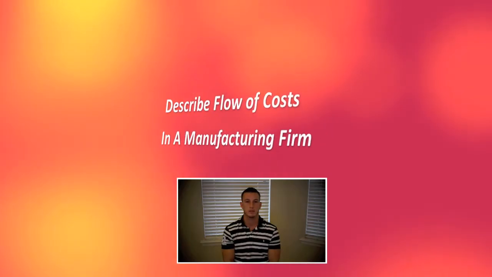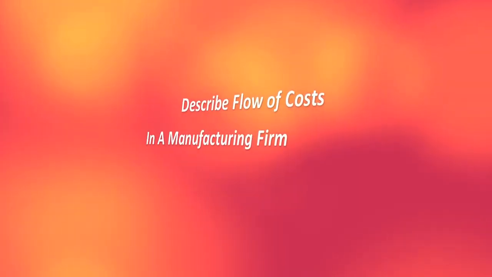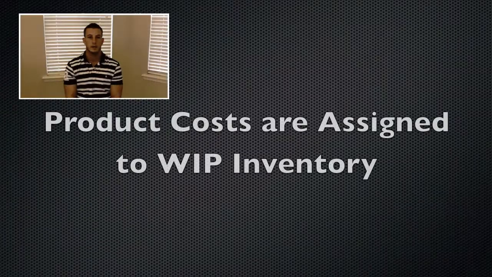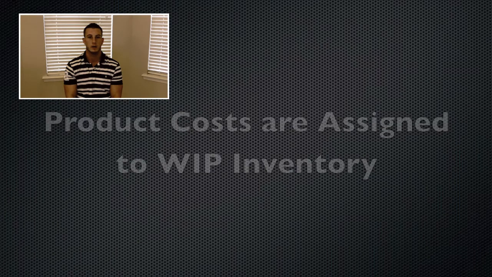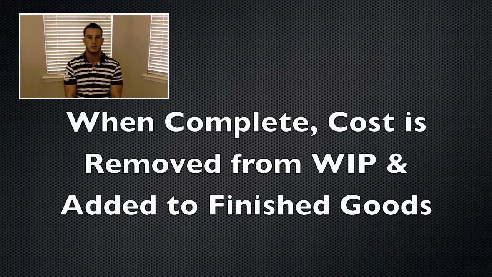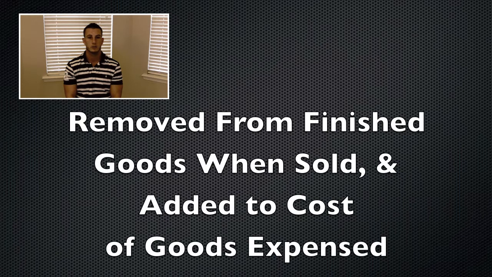Describe the flow of product costs in a manufacturing firm. In the beginning, product costs are assigned to work in process inventory. When these items are complete, the cost is then removed from work in process and added to finished goods. When finished goods are sold, they are then removed from finished goods and added to the cost of goods expensed.